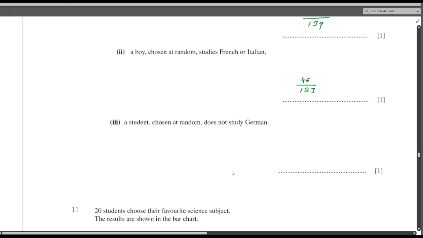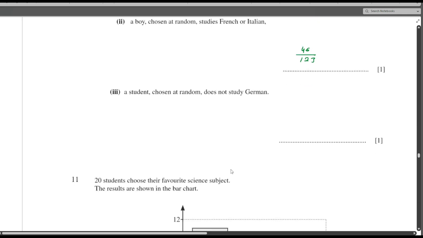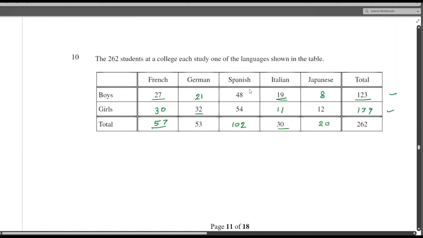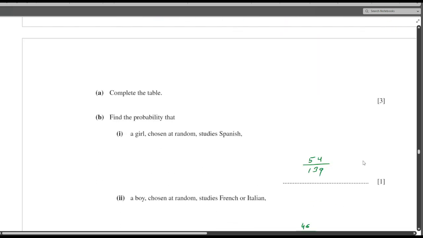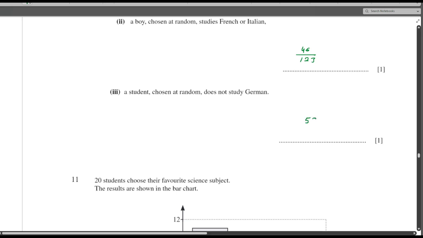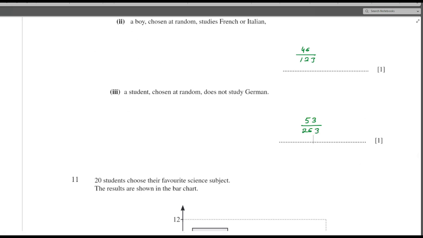Now a student chosen at random does not study German. So here German, if I see, there are total 53 students out of 262. So I will say that 53 divided by 262. Okay, so questions are simple, straightforward.